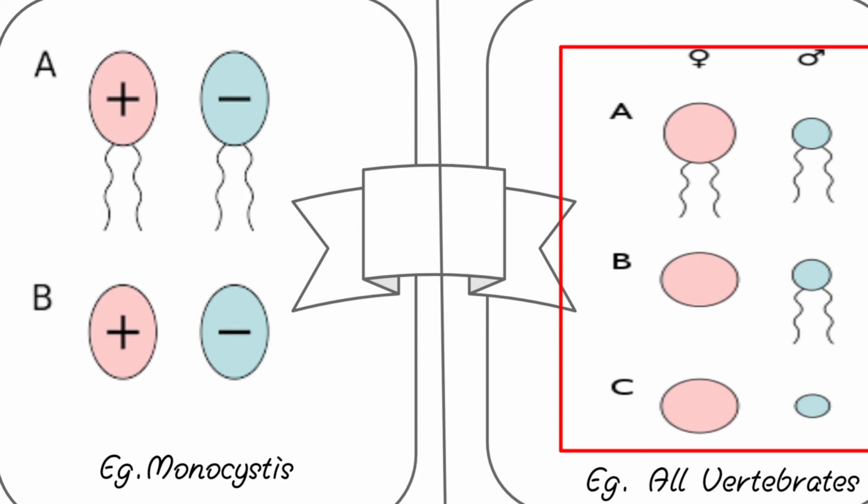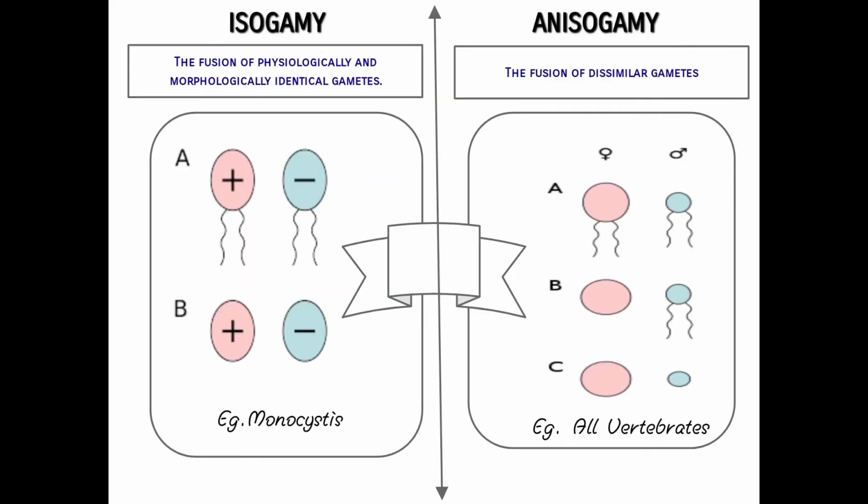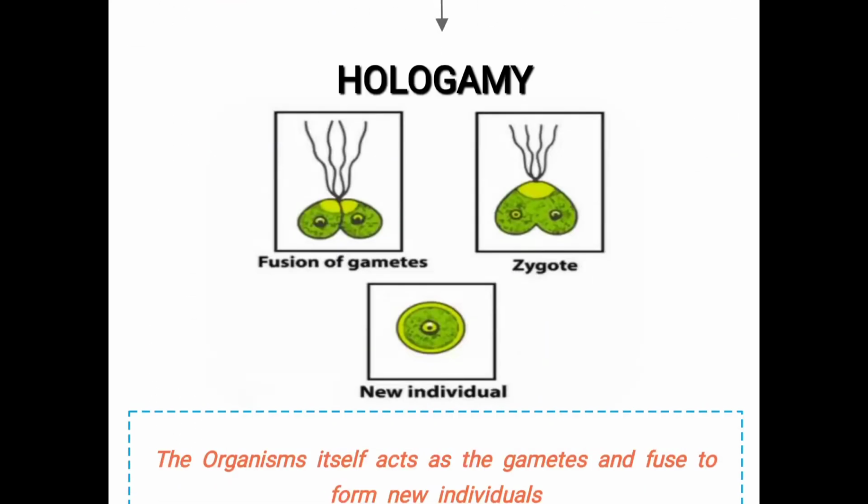So this type of gametes will be coming under the anisogamy. If these two gametes fuse together, that is what we will call anisogamy. So isogamy and anisogamy is clear now, right? So now I'll move on to the next one, hologamy.